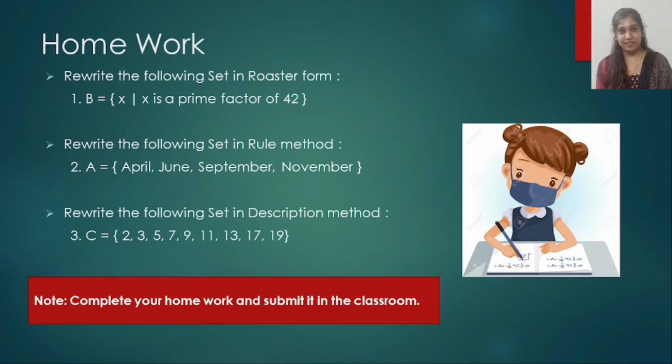There is one thing common in everyone, which you all should know. The third question is rewrite the following set in description method. C equals {2, 3, 5, 7, 9, 11, 13, 17, 19}.